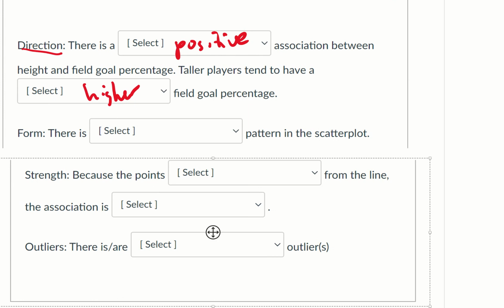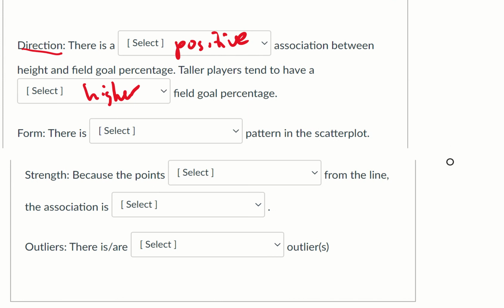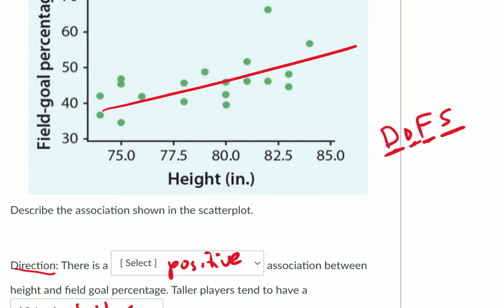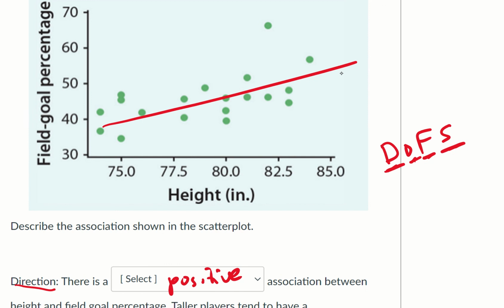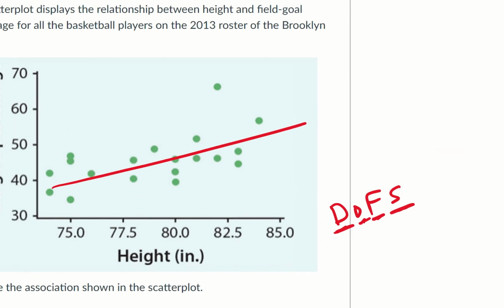This is the F part of the form. Is it linear or is it nonlinear? Well, it doesn't look like it's curved, right? It just looks like it's following a straight line. It's pretty obvious if it's curved.